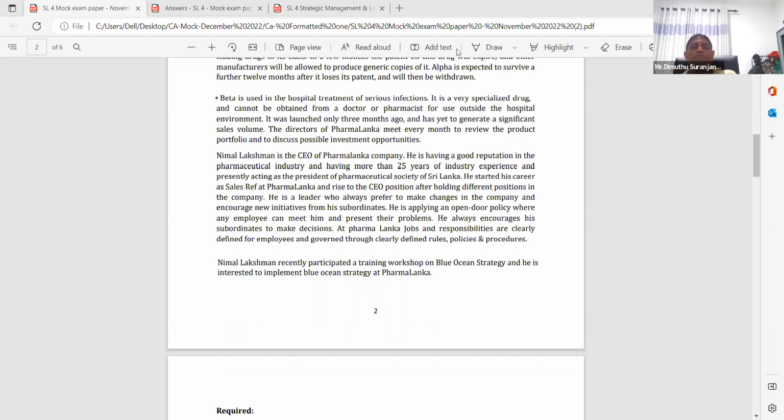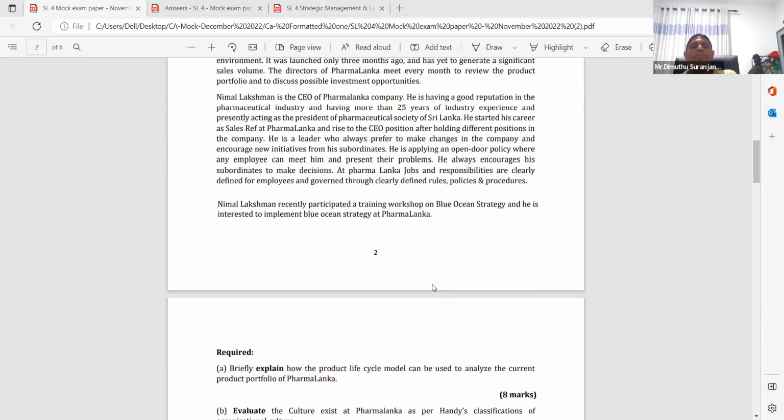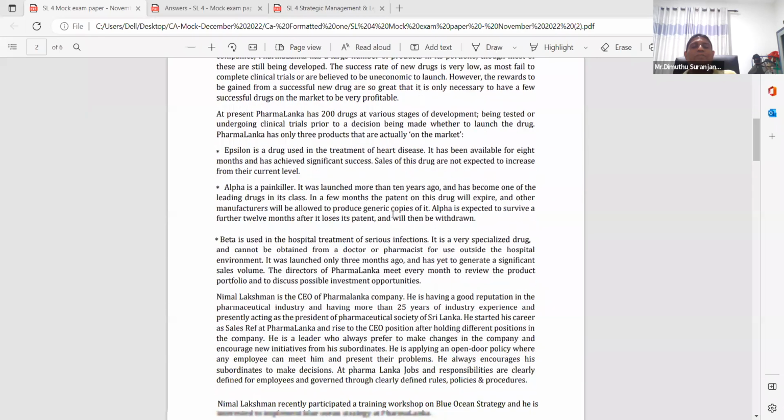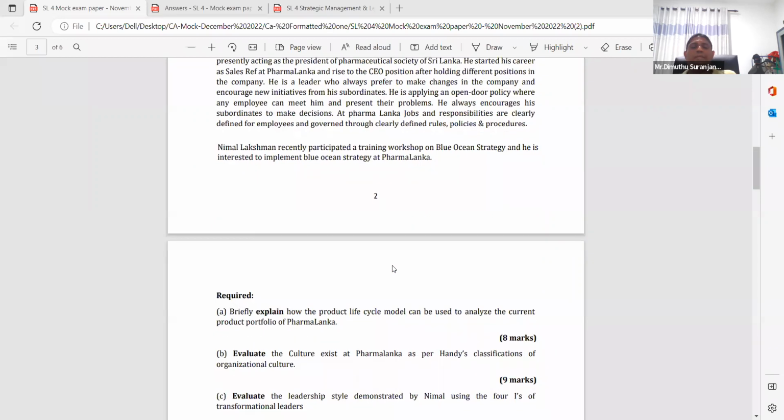Already we have identified the 4 requirements. You see culture, part B, C leadership, 4th one, Blue Ocean or Red Oceans. So when you read the facts, actually you can guess what is going to be tested by the examiner. Right. So we'll start our discussion on the part A.